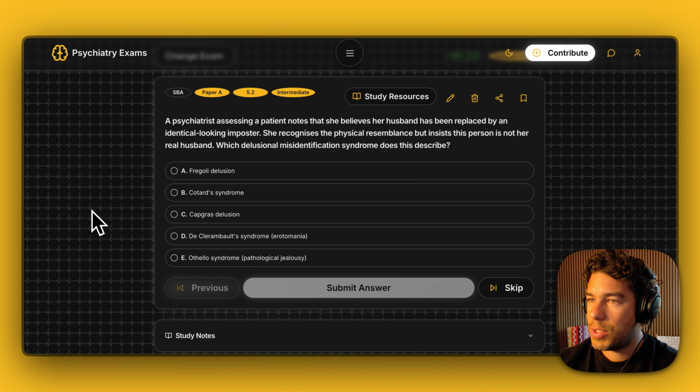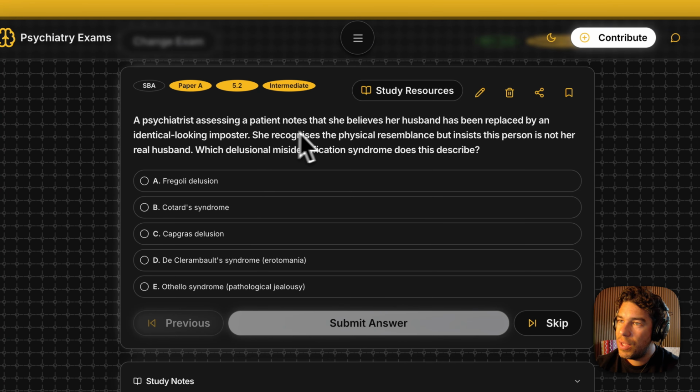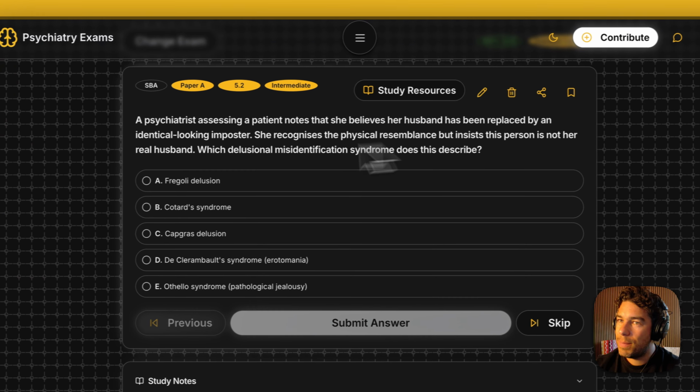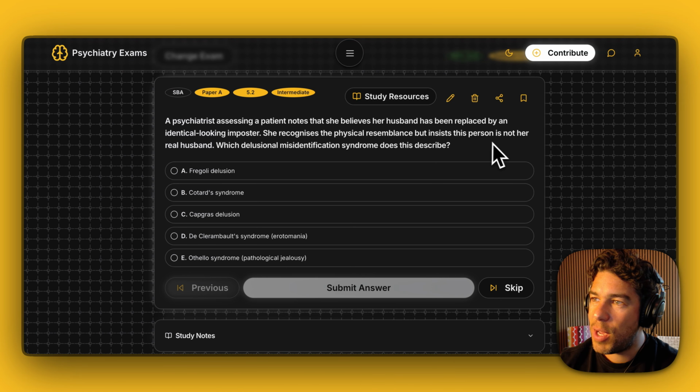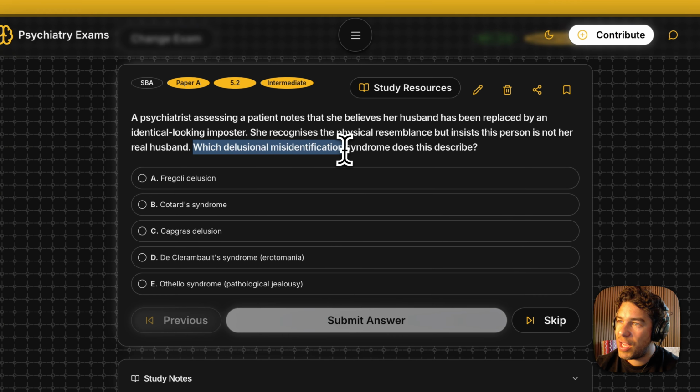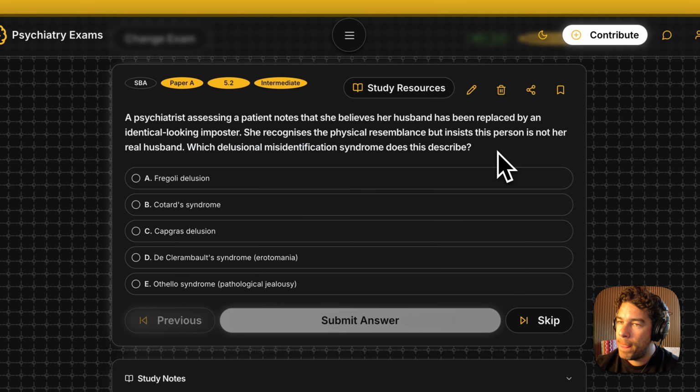This paper A question comes from section 5.2 of the syllabus, and it looks at delusional misidentification syndromes. So to start with the vignette, a psychiatrist assessing a patient notes that she believes her husband has been replaced by an identical-looking imposter. She recognises the physical resemblance, but insists that this person is not her real husband. Which delusional misidentification syndrome does this describe?